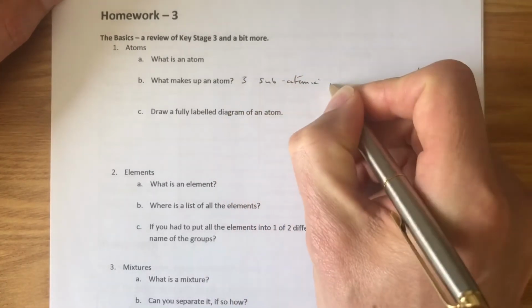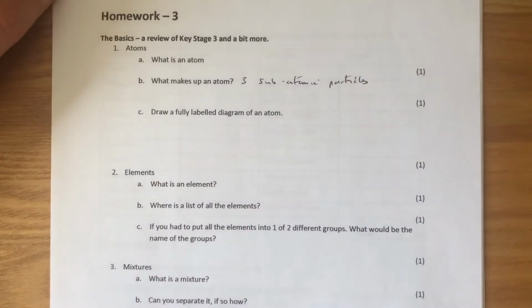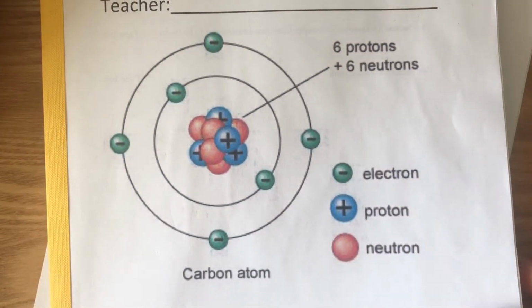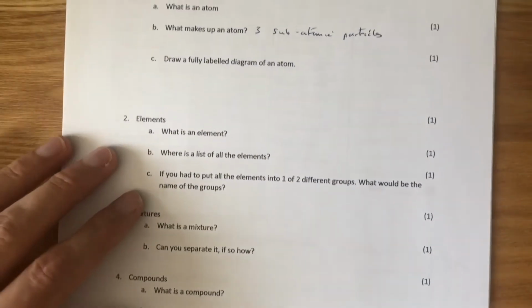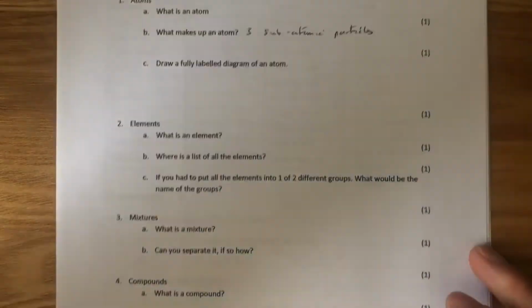So can you name those? That's what I want to know there. And then draw a fully labelled diagram of an atom. Now, if you're struggling with that, can I just suggest you look at the front cover of the book, the Year 10 Chemistry workbook. What do we have on the front? We've got a fully labelled diagram of a carbon atom. So well worthwhile having a look at that if you're struggling. And you can pick any element you want, any atom you want.